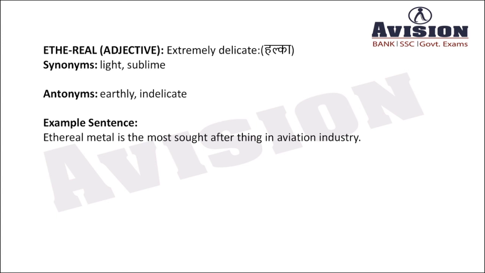Ethereal. Ethereal means what? Remember, this is an adjective because it ends with AL. So if a word ends with AL, then it is an adjective. Ethereal means extremely delicate, lightweight. In synonyms there is light, sublime, and you can add more words. Antonyms, earthly, indelicate. See the example: ethereal metal is the most sought after thing in the aviation industry. Everything depends on what? Ethereal or sublime.